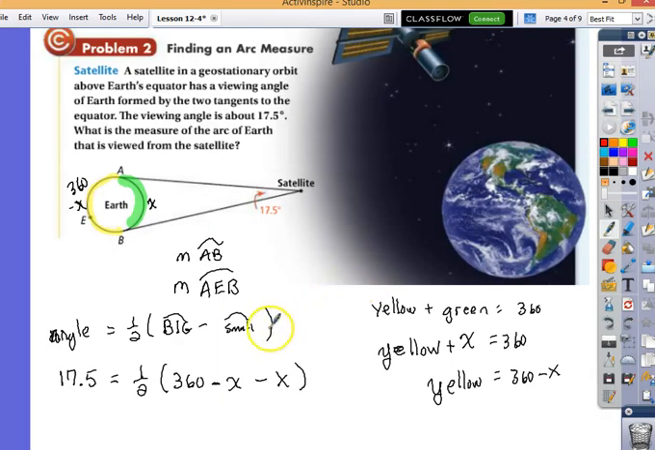So back over here, x is equal to 162.5. So that just tells me the degree measure of the arc. But if I knew something weird like the radius of the Earth was 4,000 miles, could I find how much of the land I could see?